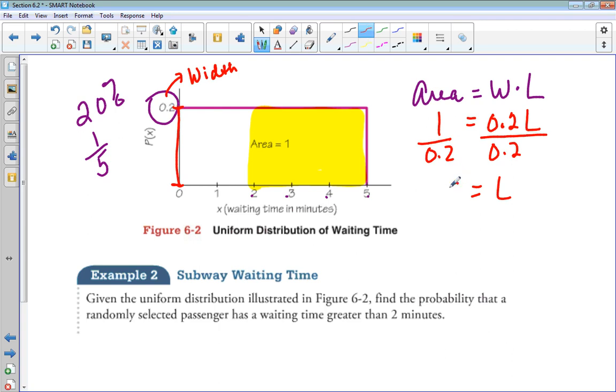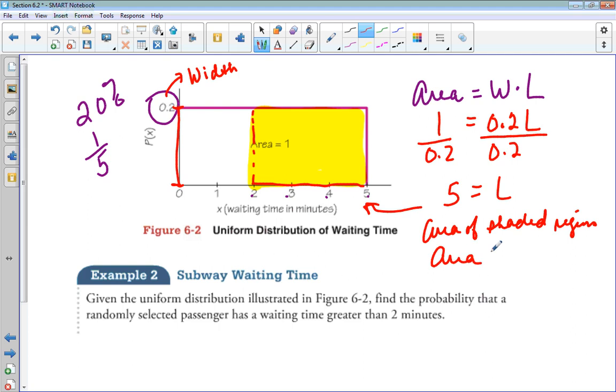And guess what? That's exactly what it tells us here. The entire length is 5. So to find the area of the shaded region, we're going to figure out that it's 1, 2, 3, 3 times the width, which is 0.2, and of course 0.2.